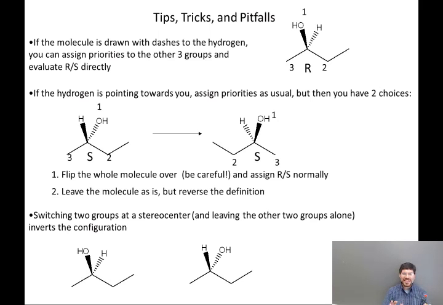Finally, as you might have seen from what I was doing already, if you switch two groups at a stereocenter and leave the other two groups alone, that ends up inverting the configuration. In other words, turning R to S. So on the left side here, I have the R isomer of 2-butanol. On the right side of the screen, I have the S isomer. And the only difference in terms of the drawing is whether the OH is coming out and the hydrogen is going back, or whether the hydrogen is going out and the OH is going back.